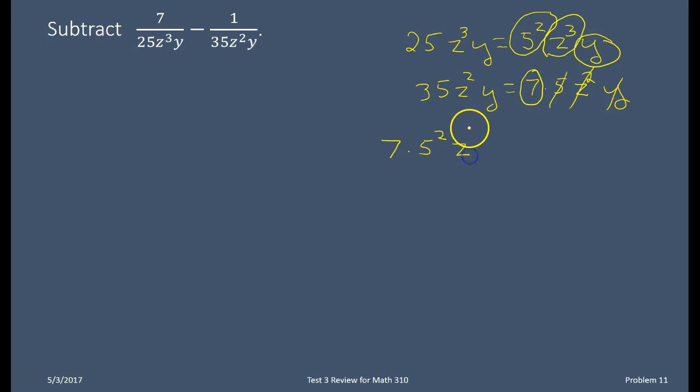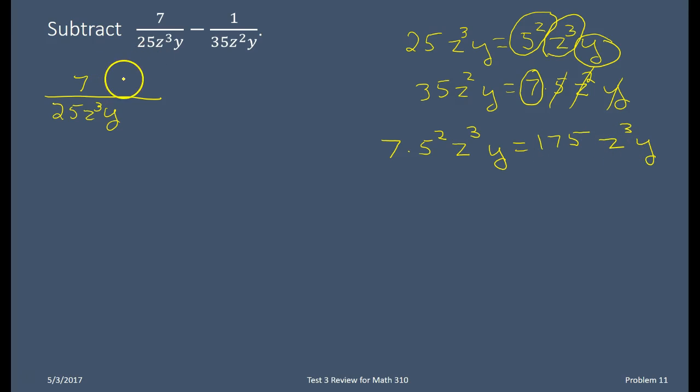We have z cubed and y. And 5 squared is 25, so we need 7 times 25, which is 175 z cubed y. That is the common denominator. Okay, if you come back to your problem, we have 7 over 25 z cubed y, and we need to multiply it by something to get 175. If we multiply it by 7 over 7, we will get that.